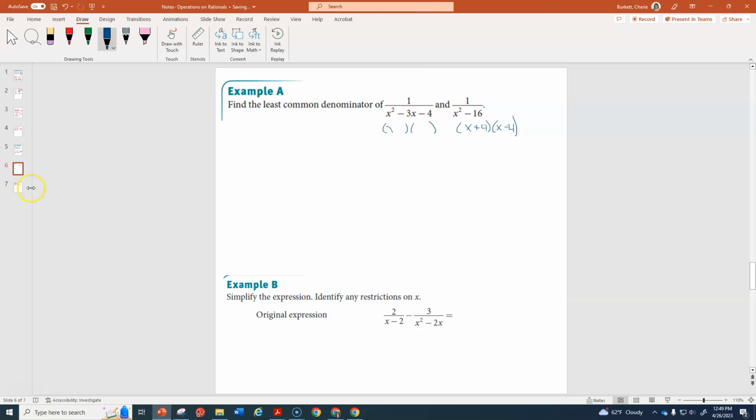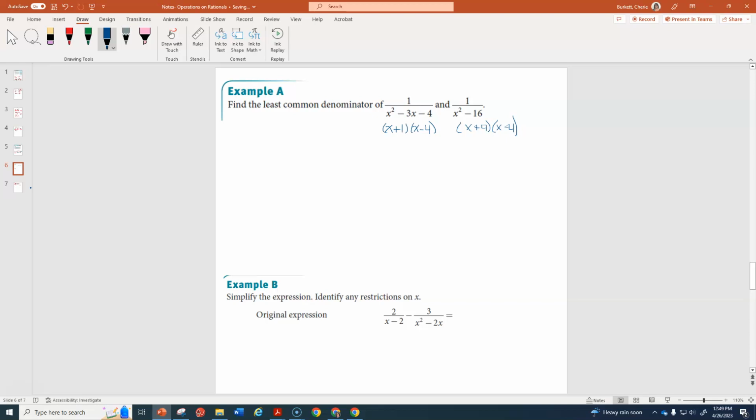I need an x in this binomial, an x in this binomial. They're negative. The product is negative, so I need a positive and a negative. So I can get a negative 4. The sum needs to be negative, so the bigger number needs to be negative. So I'm going to put the 4 with a negative and the 1 with a negative.